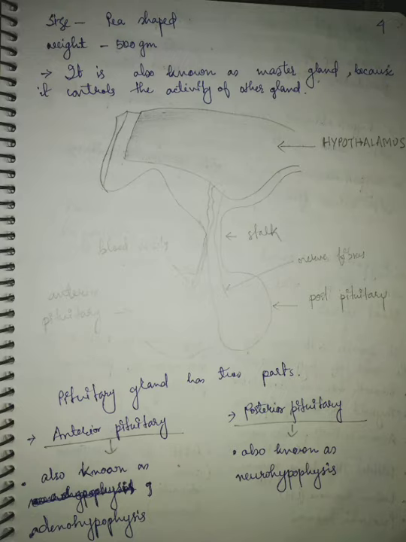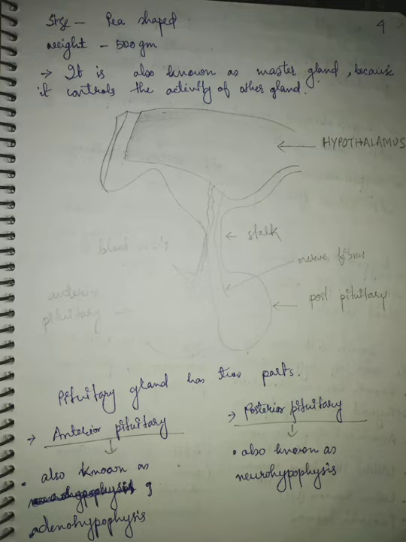The size is pea-shaped, and the weight is 500 milligrams. The pituitary gland is also known as the master gland because it controls the activity of the other glands, because both the hypothalamus and anterior pituitary control the activity of other glands of the body. The anterior pituitary is also known as adenohypophysis; its name is related to that. And the posterior pituitary is known as neurohypophysis. Why is it neurohypophysis? Because the posterior pituitary and hypothalamus are connected via nerve fibers.